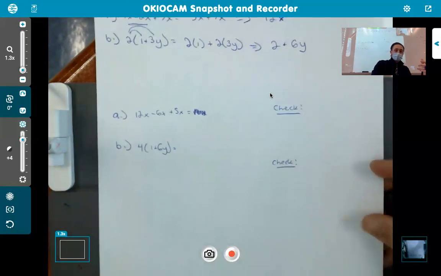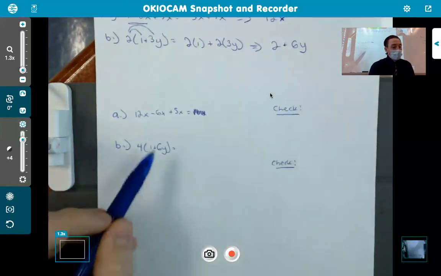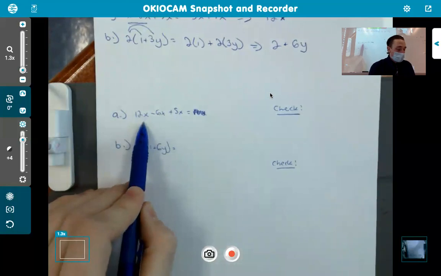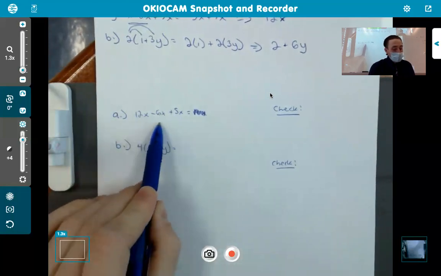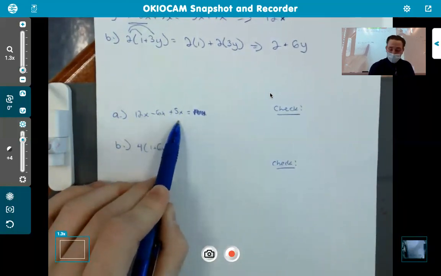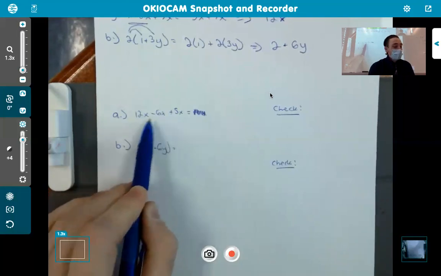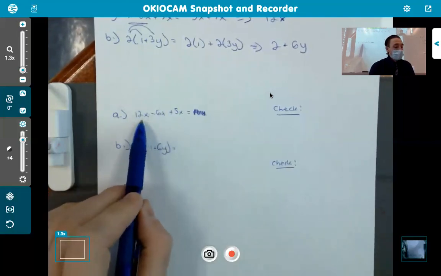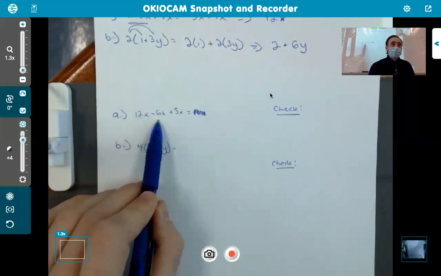Okay. Let's look at another example. So I have 12x. We'll just do part A. 12x minus 6x plus 5x. Okay. Let's take this step by step. What's 12x minus 6x going to give me?